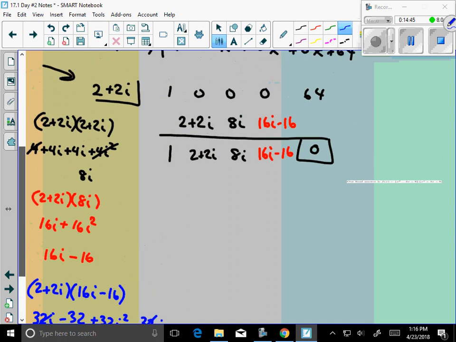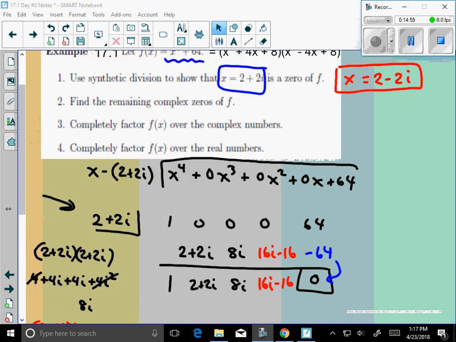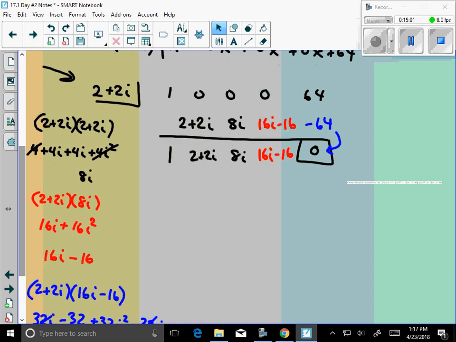Watch this. I have proven, since the remainder equals 0, that that is a 0 of the polynomial. We just did it, right? We showed that it's a 0 right there.